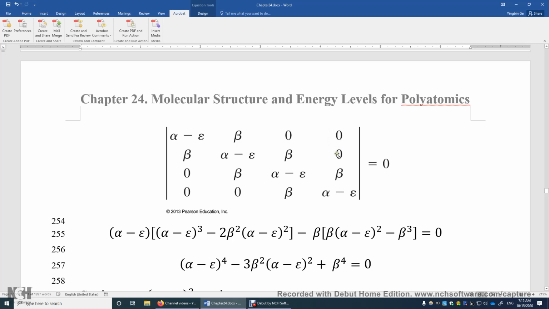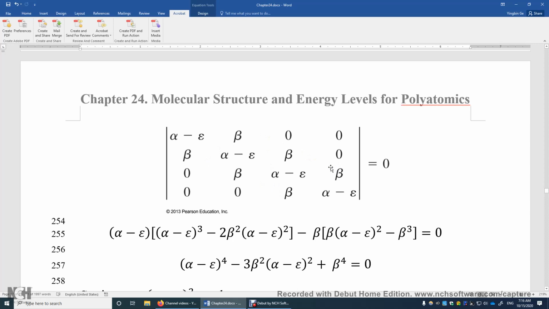This 0, that's because the distance between carbon 2 and carbon 4 is really long. This is between carbon 1 and carbon 3, between carbon 1 and carbon 4. So the diagonal terms are just alpha minus epsilon, alpha minus epsilon. The off-diagonal terms, you see some zeros if the carbon atoms are far away from each other. But for the carbon atoms that are only one bond away from each other, you need to put a beta here. Again, beta is the so-called resonance integral.